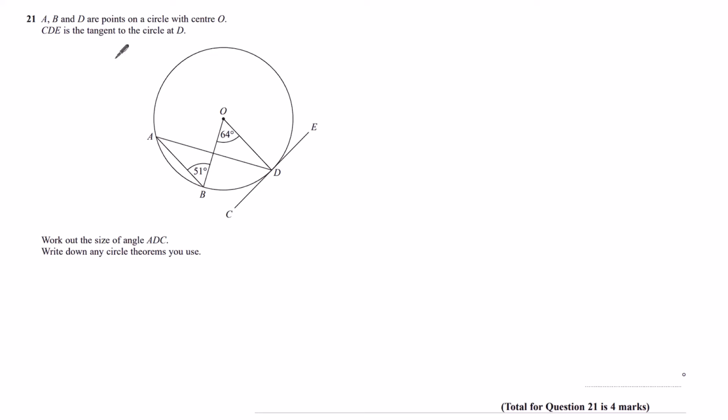Question 21. A, B and D are points on a circle with centre O. CDE is the tangent to the circle at D. Work out the size of angle ADC, writing down any circle theorems you use. Okay, so I want this angle here, but let's look at what we've got.